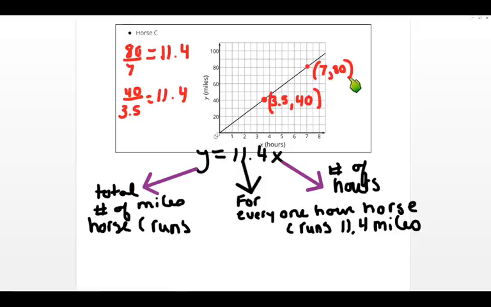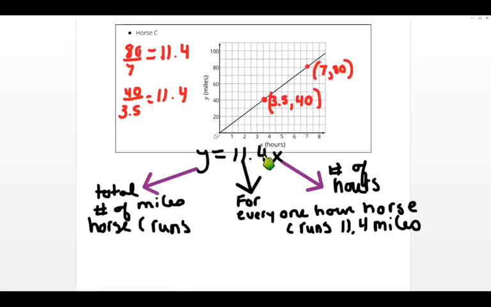So I'm still doing y divided by x. So 80 divided by 7 is 11.4. And 40 divided by 3.5 is 11.4. That means 11.4 is the constant of proportionality, and this is a proportional graph because it's a straight line and it goes through 0. So y equals 11.4x.